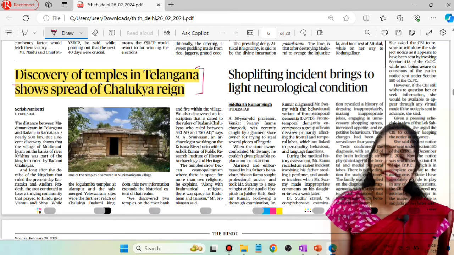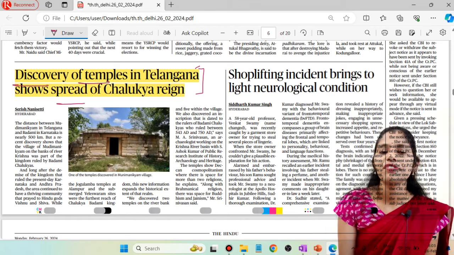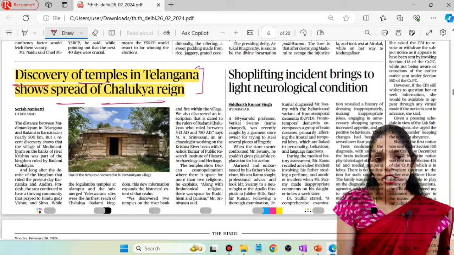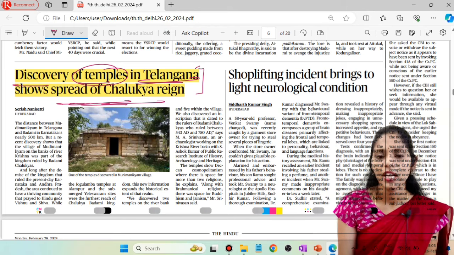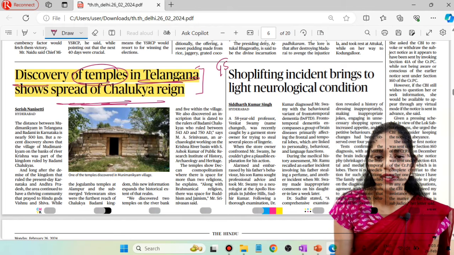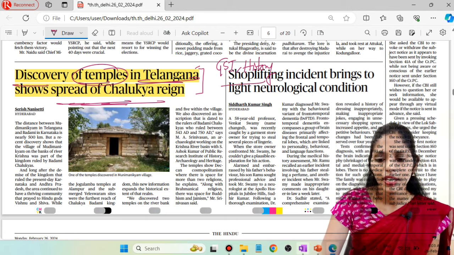The title says: discovery of temples in Telangana shows spread of Chalukya reign. As I said, this article is very important from the GS1 history point of view. So now let us see this topic in detail.